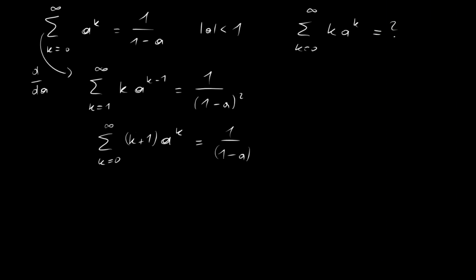But the left hand side now has a very interesting form. So we have the sum that we're actually interested in, that is the sum from k equals 0 to infinity of k a to the k, and then we have just another geometric series, just 1 times a to the k, and this value is well known.